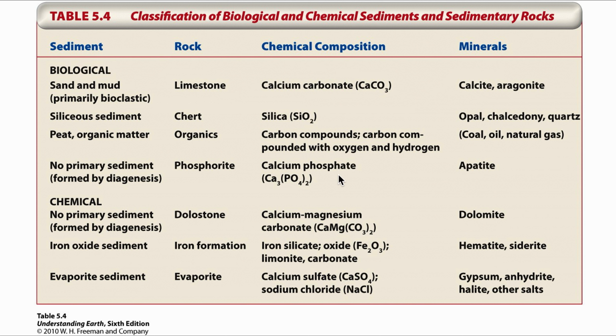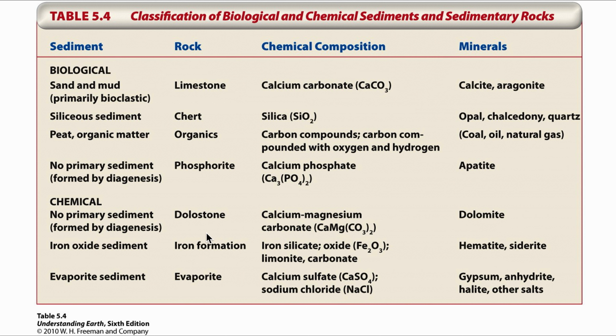And the result is a calcium phosphate is going to form. We know this calcium phosphate commonly as apatite. Hardness of 5, it makes up the enamel of your teeth. Chemical sediments, it says no primary sediment here, that's not true. The primary sediment would be aragonite and calcite grains, as seen up here, that do form limestone.